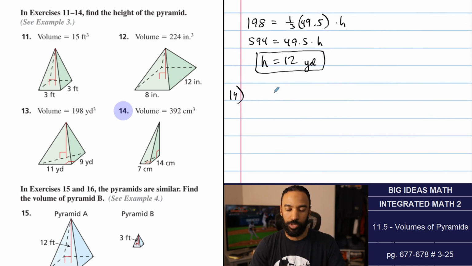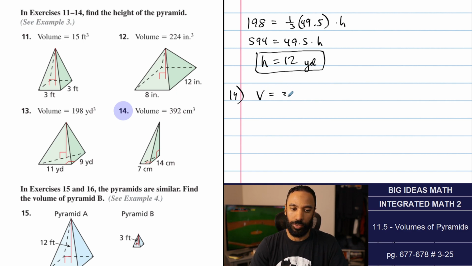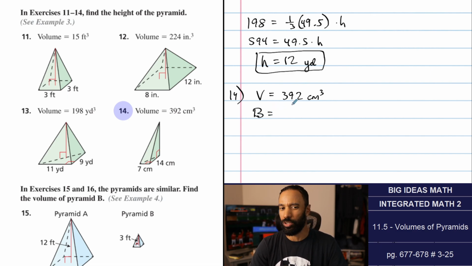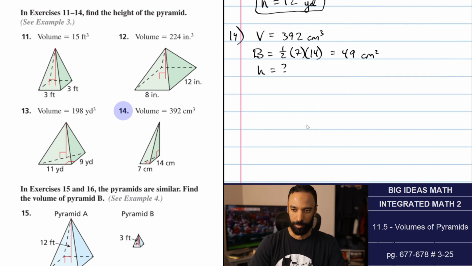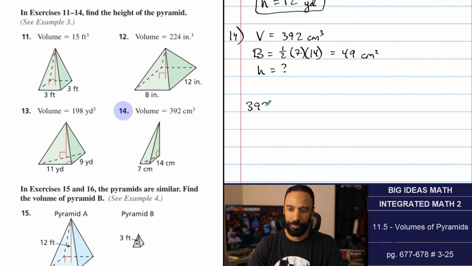Yeah, these problems are... Volume is 392 cubic centimeters. Area of base, also a right triangle. They're really not challenging you with the triangle things here. 1/2 base times height. Half of 14 is 7. 7 times 7 is 49. So you get 49 square centimeters. And with an unknown height, let's jump into it. The volume equals 1/3 area of base times height.